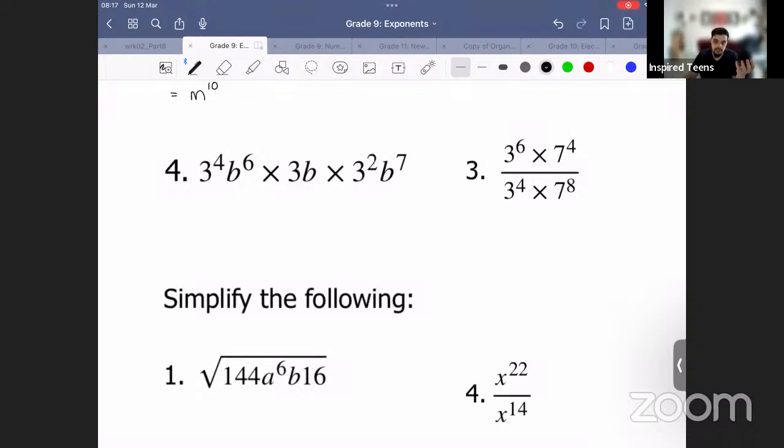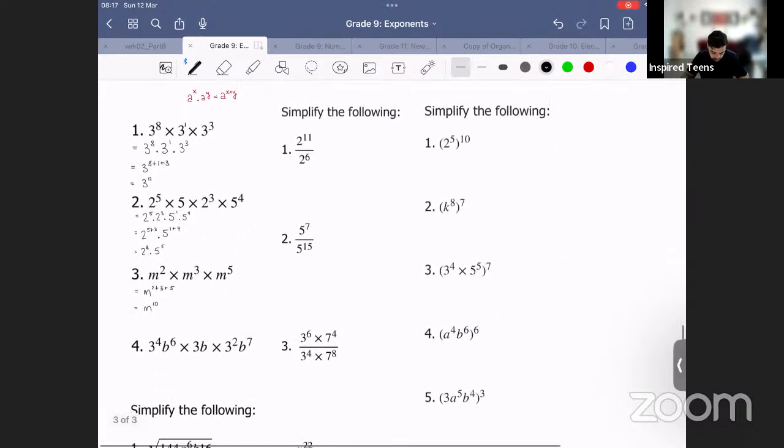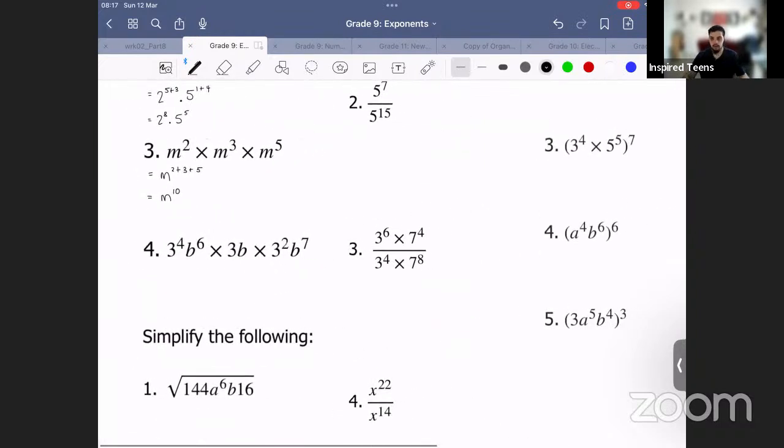The person that's typing in the chat, I don't understand what you mean by the numbers. I'm very confused. What do you mean by 1? I don't understand what 1 means. Please be more specific with your question.